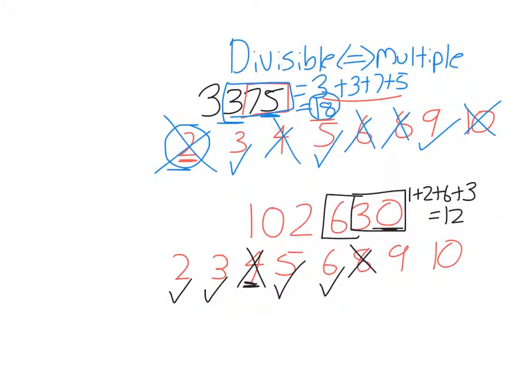Now we look at the sum of the digits again, which is 12. 12 is not a multiple of 9. So this number, though it's divisible by 3, is not divisible by 9. And finally, 10, that's an easy one to check. The last digit is 0, therefore divisible by 10.